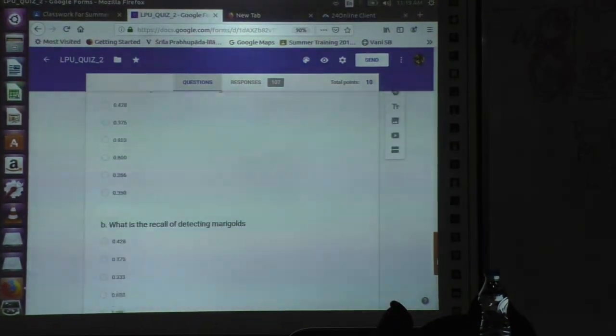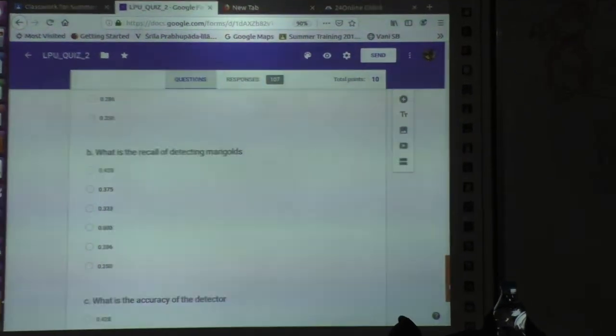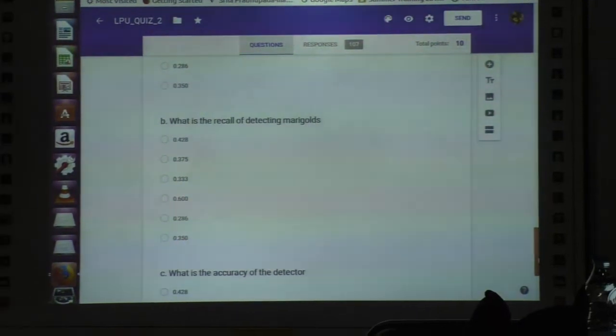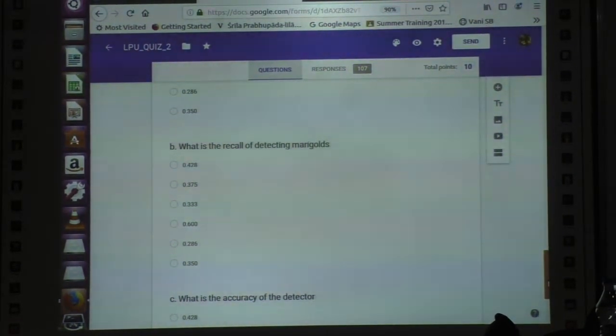The next, what is the recall of detecting marigolds? Recall of detecting marigolds means you should go like this. So how many marigolds are actually there? 4 plus 3, 7. So how many is it predicting, right? So 2 by 7.